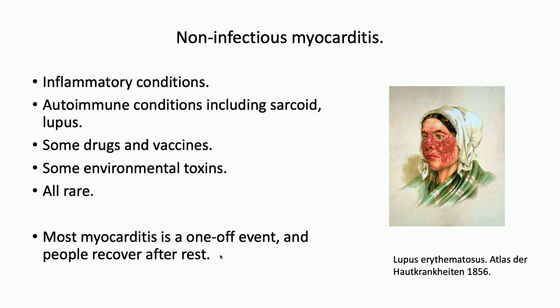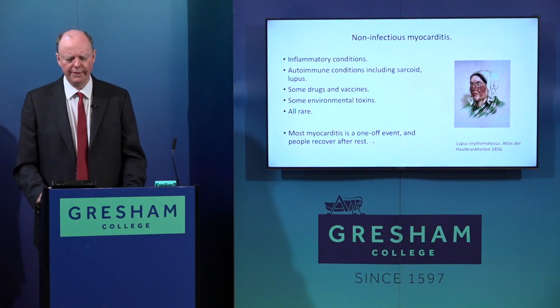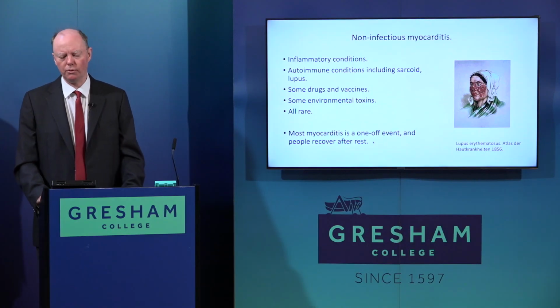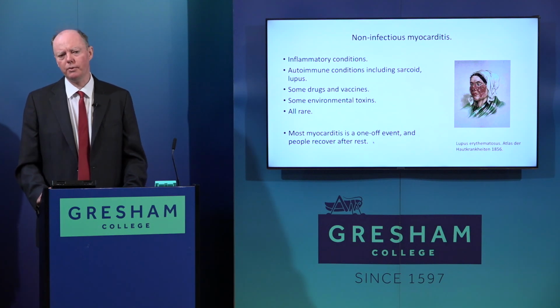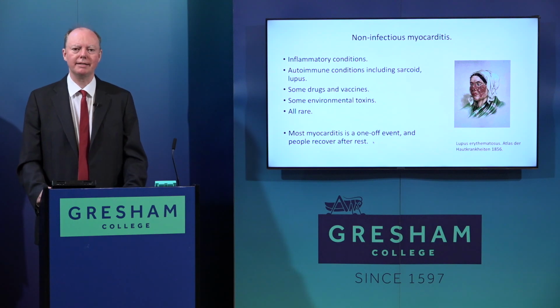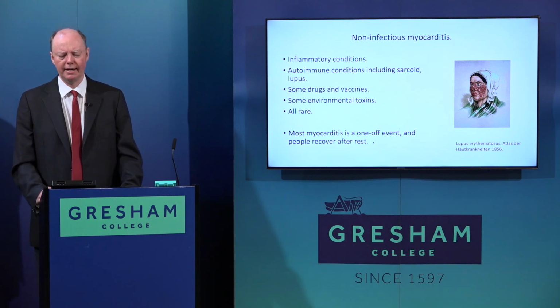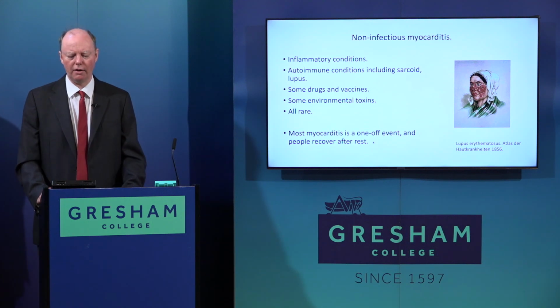There are also non-infectious causes of myocarditis, of this inflammation. Unsurprisingly, these tend to be associated with generalized inflammatory conditions. So people who've got the inflammatory conditions sarcoid or lupus can get myocarditis. Some drugs can do it, and some vaccines can do it. Usually the rates with the vaccine are much lower than the rates with the natural infection. And then some environmental toxins can also do it, but all of these are rare. Important to stress, though, that most cases of myocarditis get better, and in the great majority, they're a one-off event, and people recover and after rest and get back to their previous normal lives.